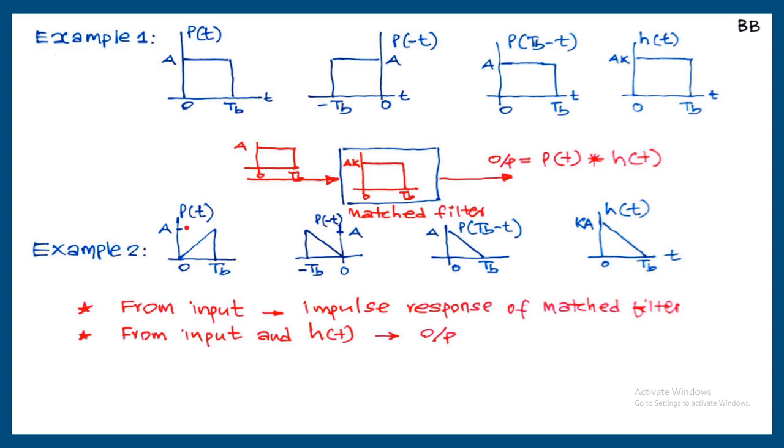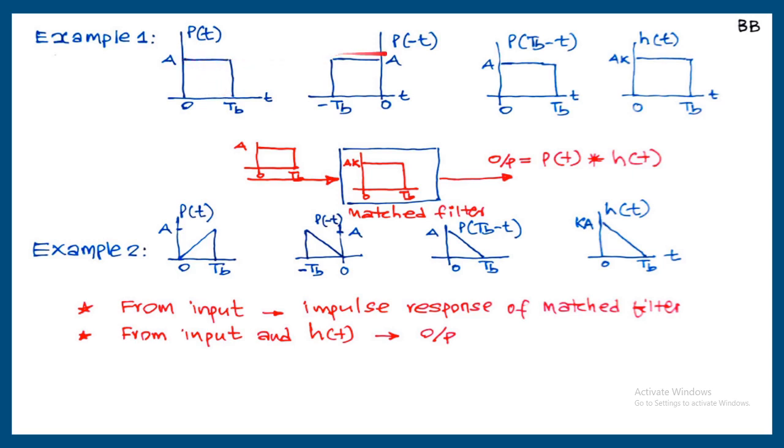So I am showing two examples here, of how to determine the impulse response of the filter from the input signal. Input signal is written p of t. This is directly given, S1 of t minus S2 of t, just written as one signal, that is p of t. So this is p of t, it's a pulse with a width tb second and height a.